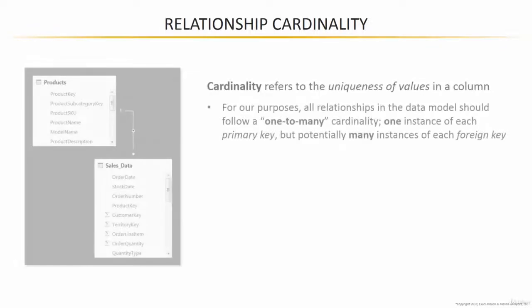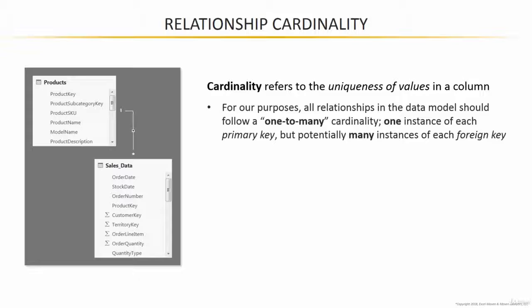It's time to talk about relationship cardinality. Now, cardinality, by definition, refers to the uniqueness of values in a column. So for our purposes, all of the relationships that we're going to be creating with the data tables that we have in our model should follow a one-to-many cardinality. One instance of every primary key from our lookups, but potentially many instances of each foreign key from our data tables.